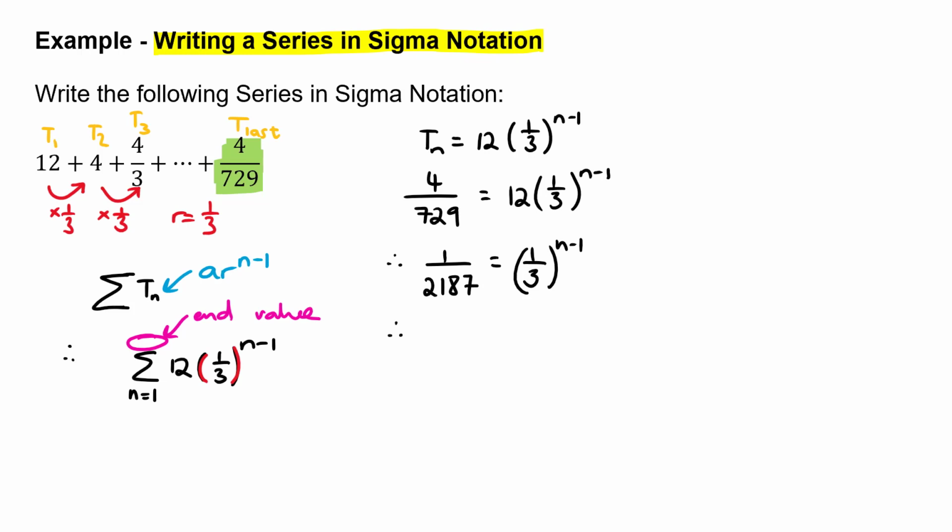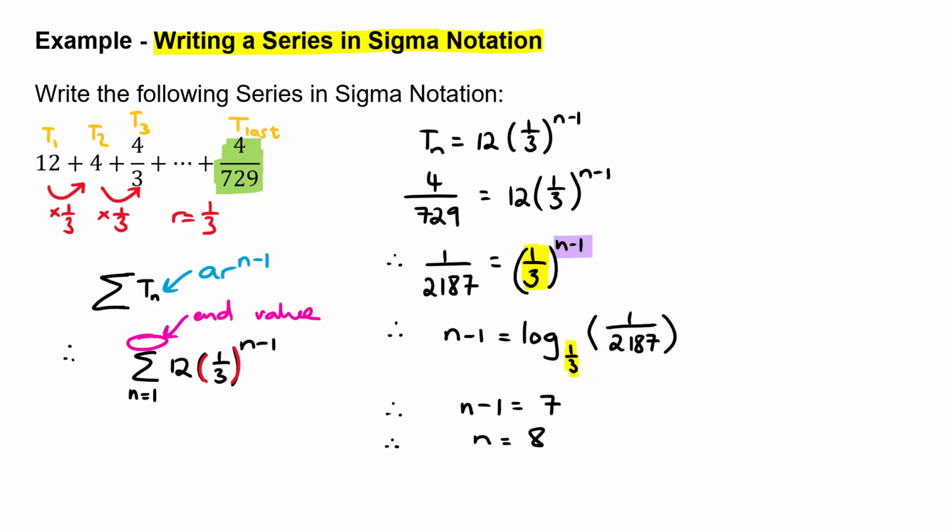So whenever we're dealing with a log, the exponent there, the n minus 1, will become the subject. The base of that exponent, which is a third, will stay the base in the log, so it will be log base a third of whatever's left over, which is just 1 over 2187. And if we plug that in the calculator, we end up with n minus 1 is equal to 7. So therefore n is equal to 8.